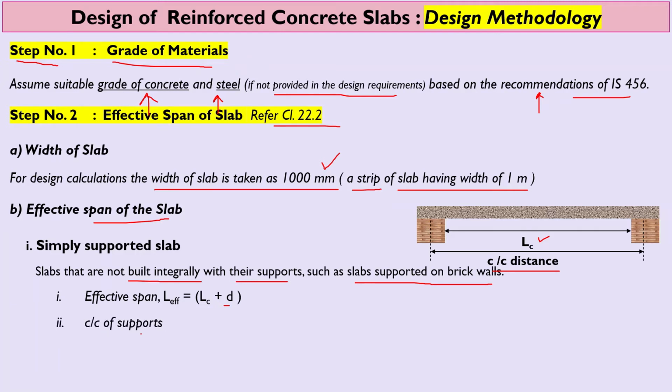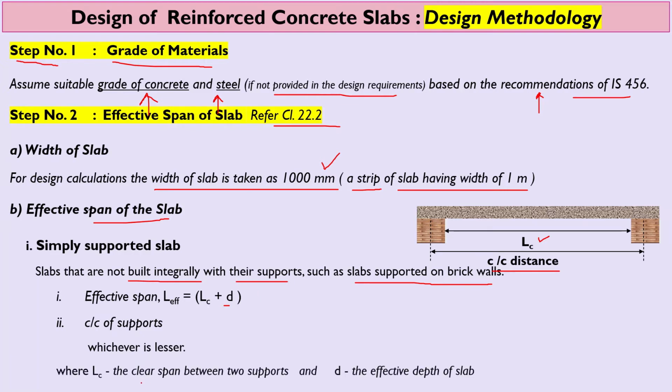Then second is center to center support, and again we have to take whichever is the lesser value, and as we discussed, LC is the clear span between the support and D is the effective depth of the slab. So this formula or this condition is valid when it is a simply supported type of slab.